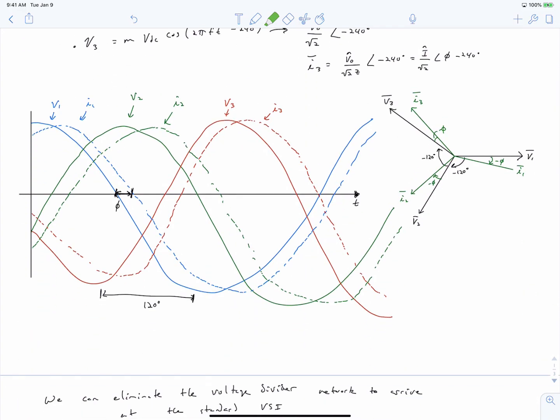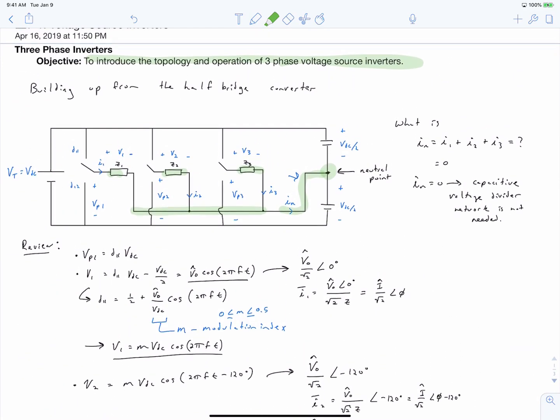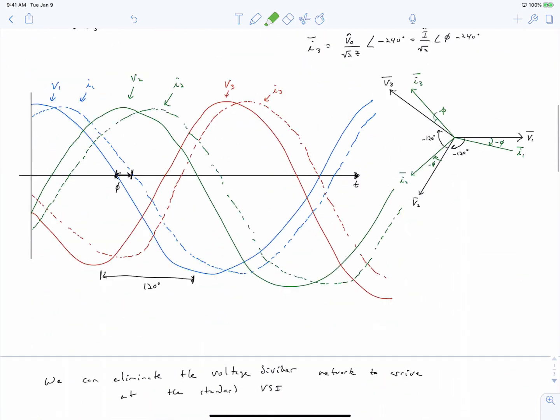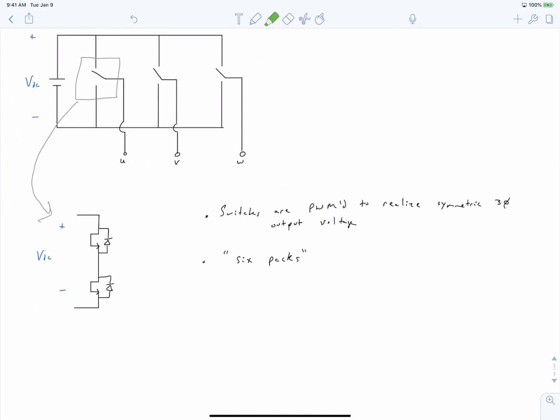We then talked about what our voltages and currents look like in the transient domain, as well as the phasor analysis. And we made the conclusion that we don't need a connection between the neutral of our load and the neutral point of our converter. The neutral point of the converter being VDC by 2, and the neutral point of our load being where the 3-phase loads connect together. And so we drew the final topology of what a traditional voltage source inverter looks like. And we finally made remarks about how you can order packages of these as 6 packs. And you can get them from DigiKey or directly from manufacturers.